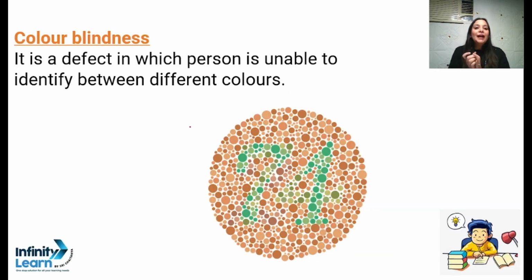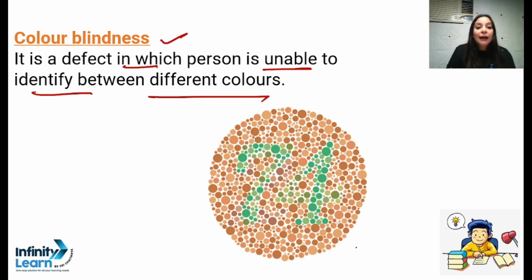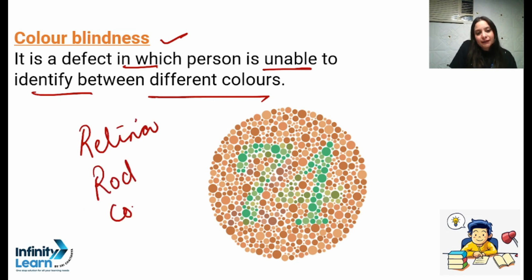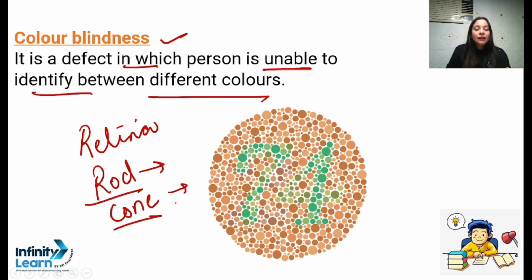Okay, next talk about color blindness. See, color blindness is a defect where a person is unable to identify between different colors. Right? I told you that in retina we have two kinds of cells, rod cells and cone cells. We have discussed already. Rod cells control the intensity of light. Right? How bright or how dark is the image, it is controlled by rod cells. They respond to the intensity of light. And cone cells impart color to the images. So if a person is unable to differentiate between different colors, so obviously he has defective cone cells, right? So this is also one of the common eye defects.